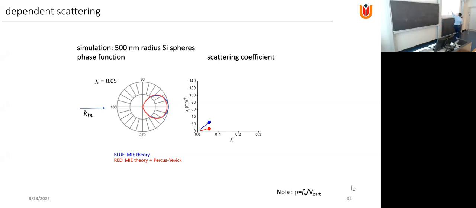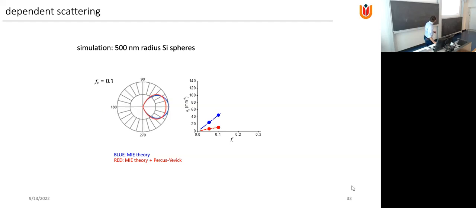In the phase function, you only see very subtle differences here. You can see that there is a little bit of a discrepancy, but in the scattering coefficient you can already see that the scattering coefficient for just the linear scaling is higher than the scattering coefficient when you take into account the structure factor. So now let's increase the volume fraction. Just keep adding more and more particles to the medium. This would be for 10%.